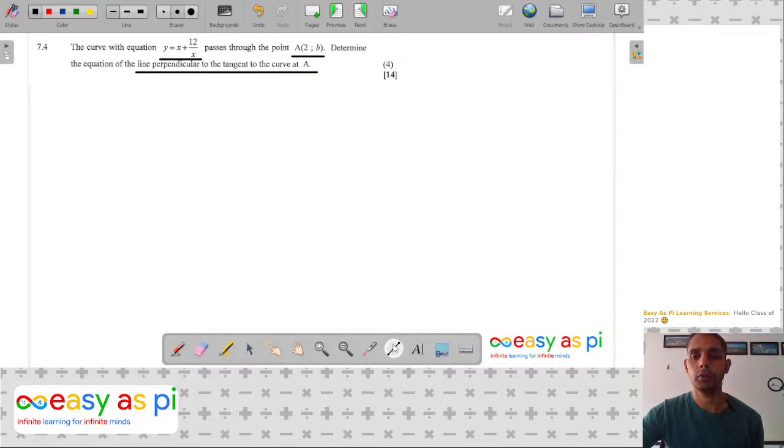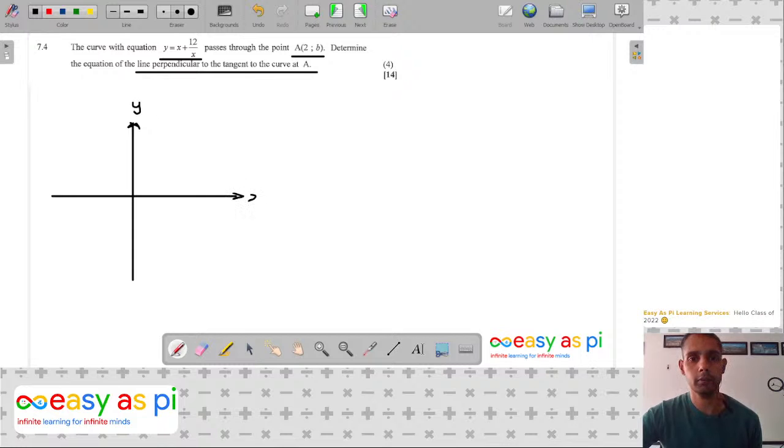But maybe the way to visualize this is let's just see what we have. So let's just draw a Cartesian plane here. You don't have to plot any points, but let's start by plotting the point A, 2 and B. So let's plug that in. This is going to be my step 1. We can say B, because remember B is your y and A is your x, is equal to 2 plus 12 over 2.